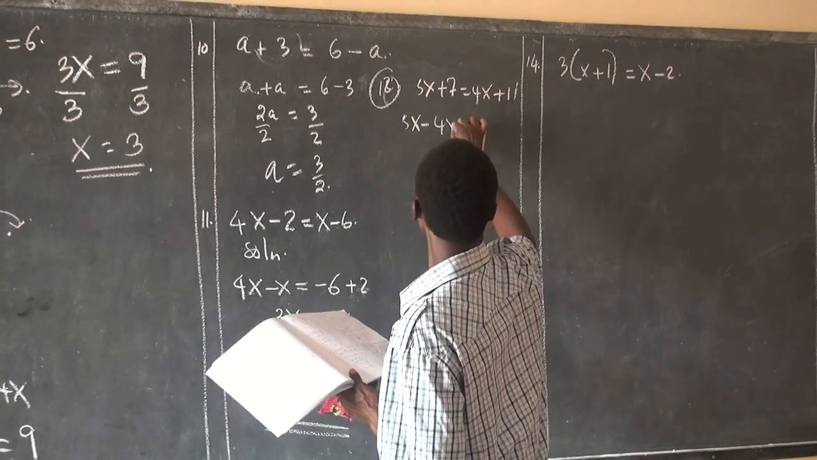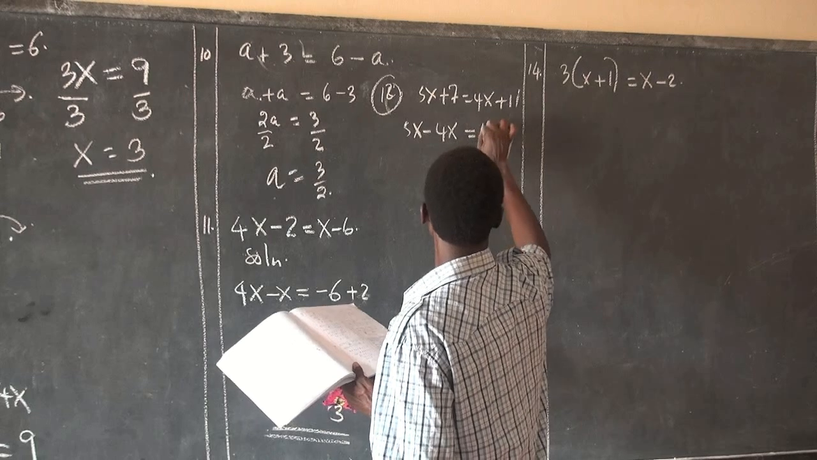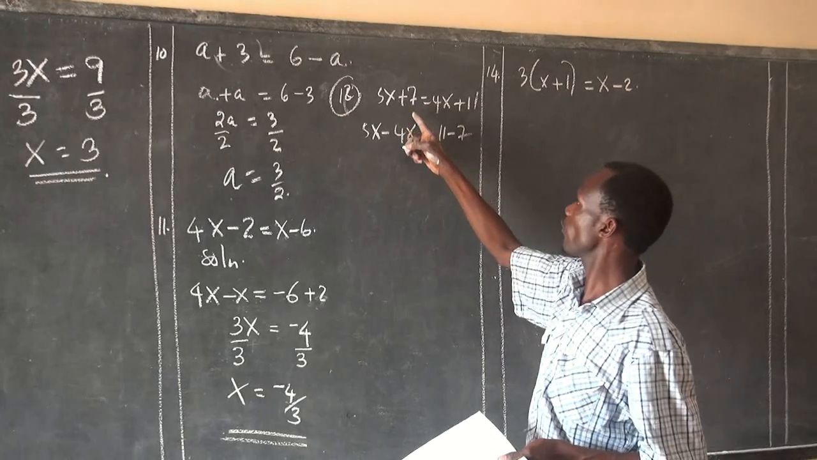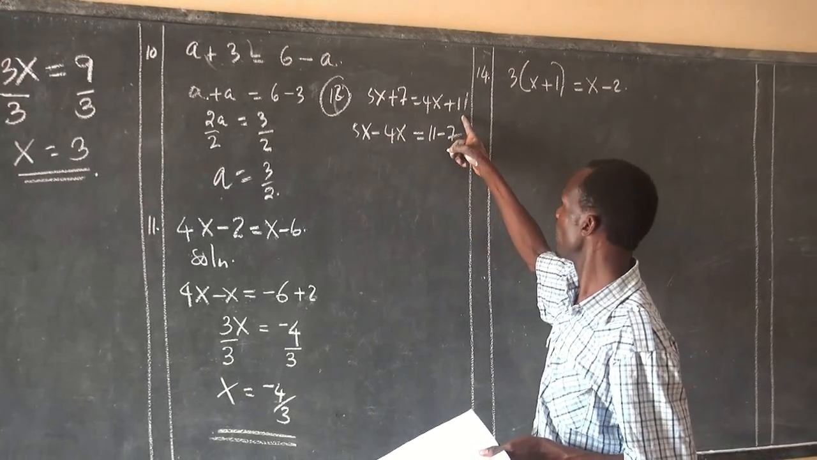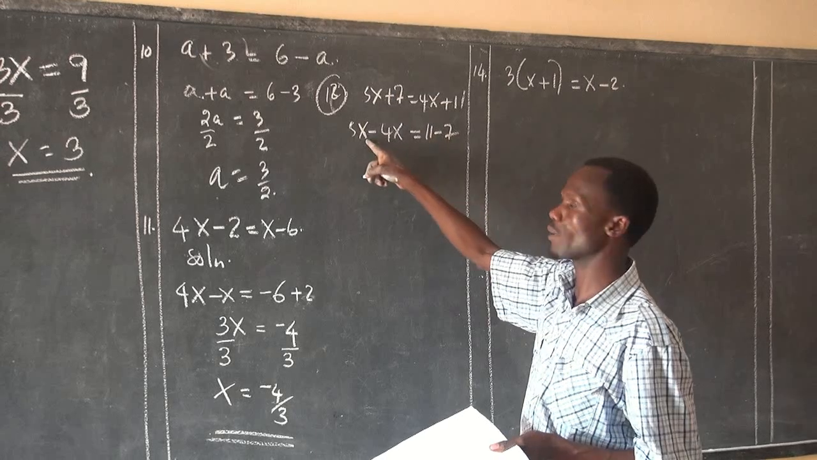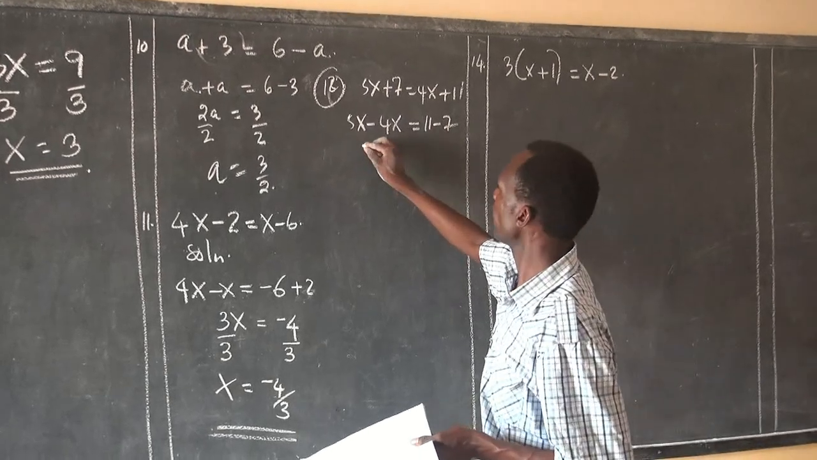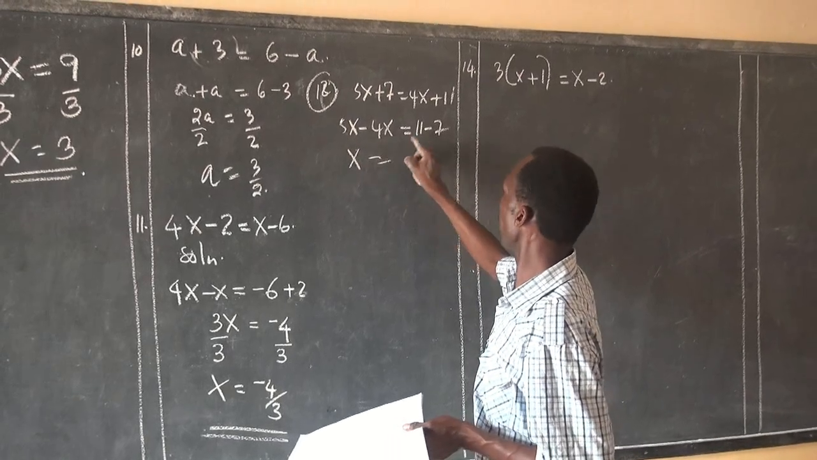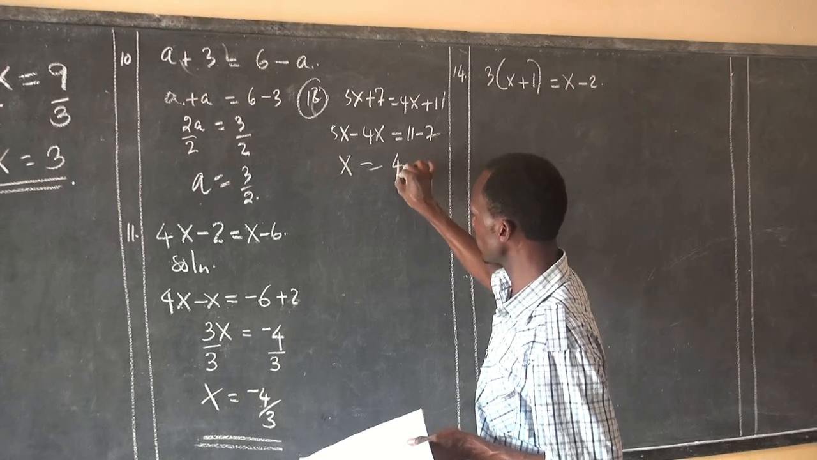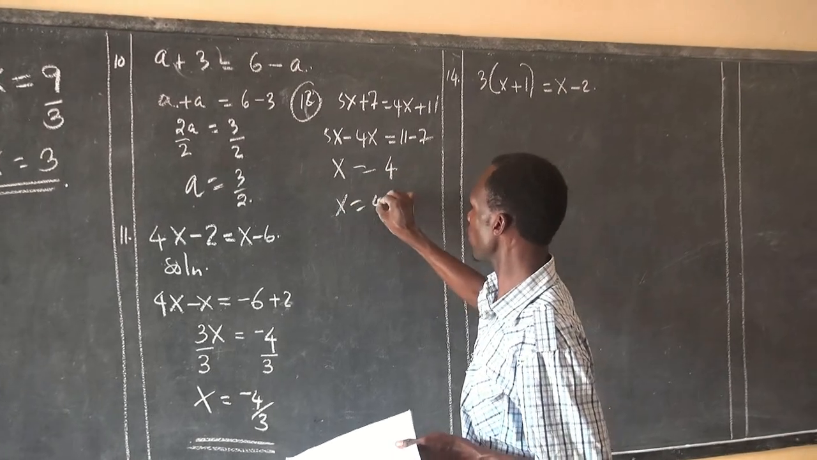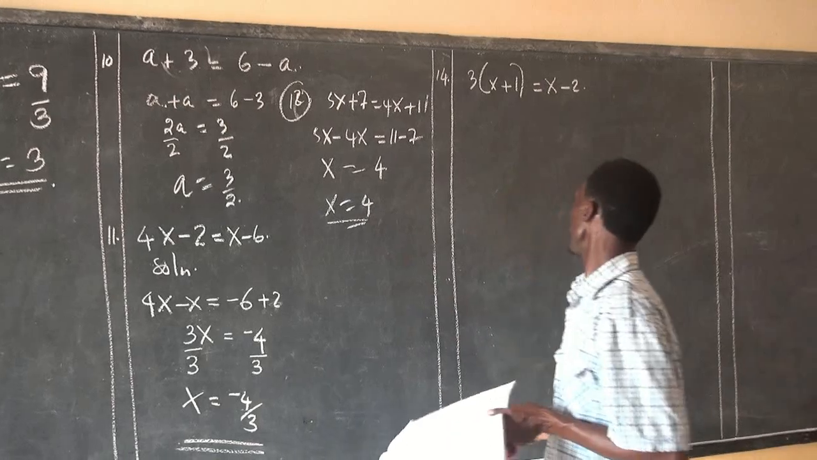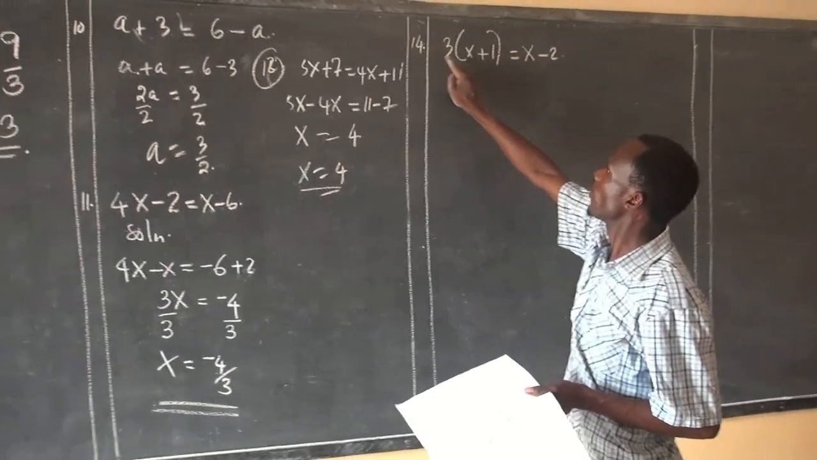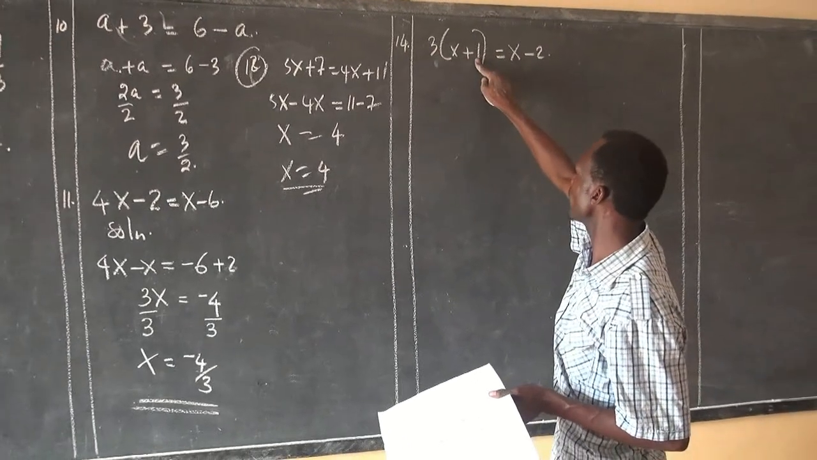Now 5x minus 4x is equal to 11 minus 7. Because we have said we have taken this to the other side it becomes negative, and we have taken this positive to the other side it becomes negative also. Now 5x minus 4x, we remain with x. Now 11 minus 7 is equal to 4. Now the value of x is equal to 4.